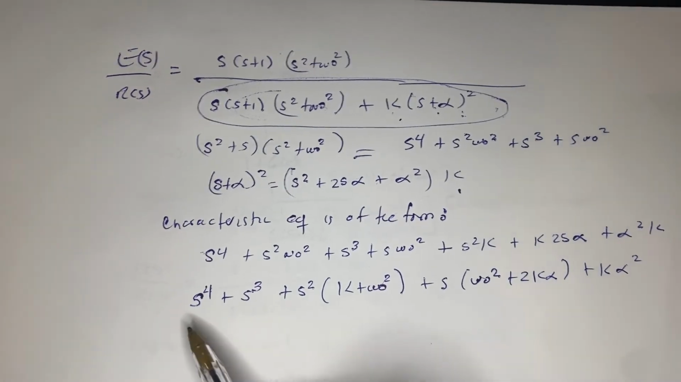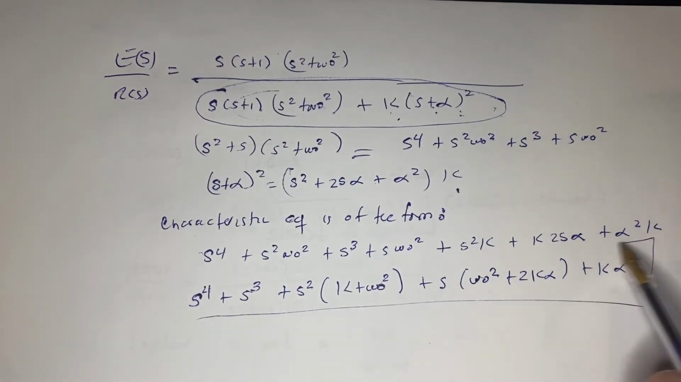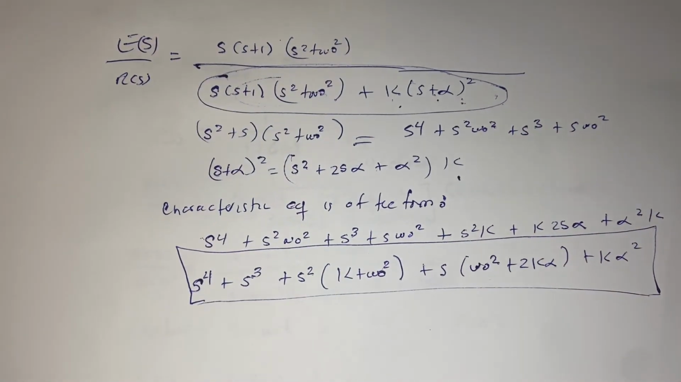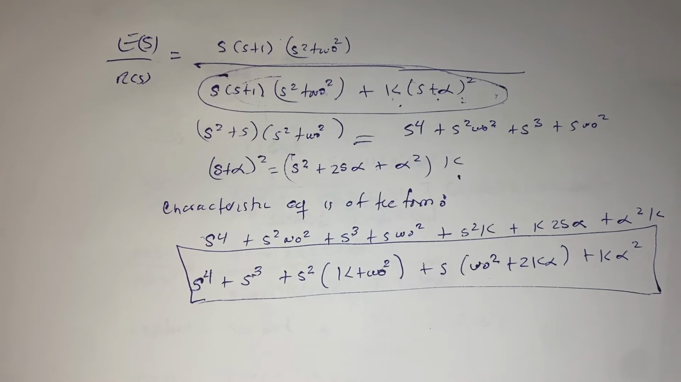So this will be our characteristic equation to use in the Routh criterion. I'm going to explain a little bit now how to do the Routh criterion process, basically reviewing how it works, in order to continue working with the problem.